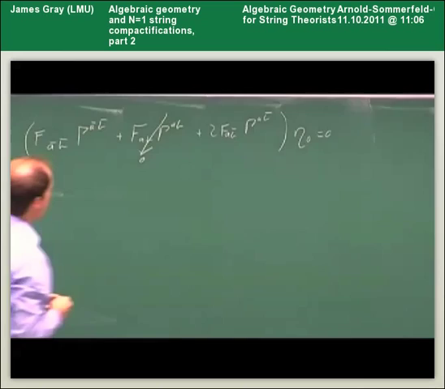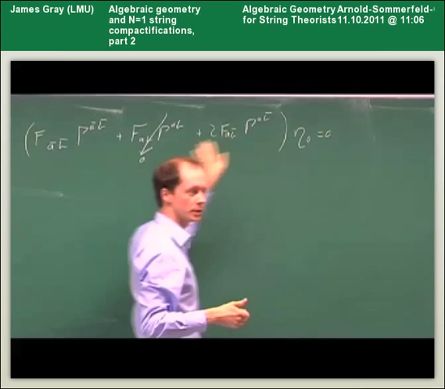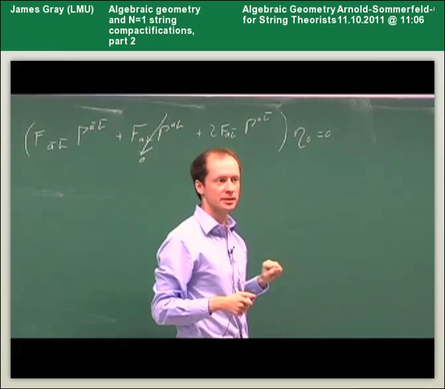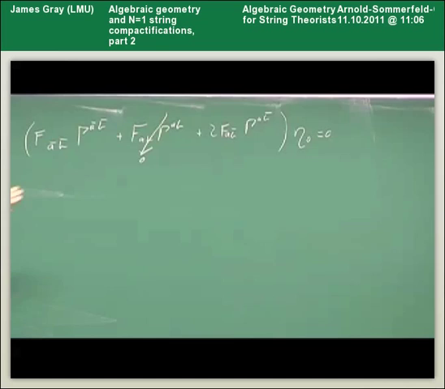And what do we have left? Well, we have two creation operators, so this is like a two-particle state acting on the empty state. And here we have one creation and one annihilation, so that's either nothing or a no-particle state. So what that means is these two terms have to be separately zero.